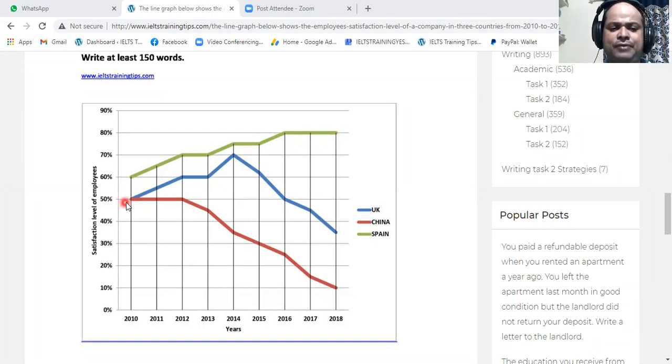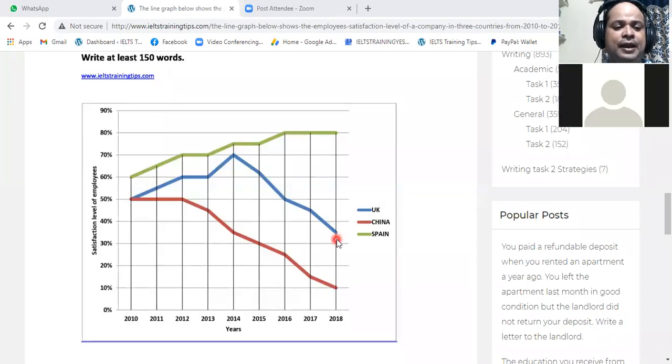But in the UK, we can see that it is increasing from this point up to this peak of 70% in the year 2014. Then it is going down to below 40% in 2018. So this is what we can see here. And now I can say from 50%, China is declining all through the period.